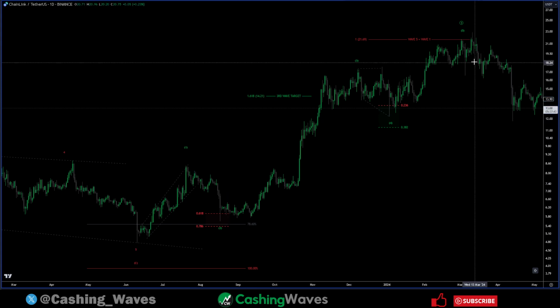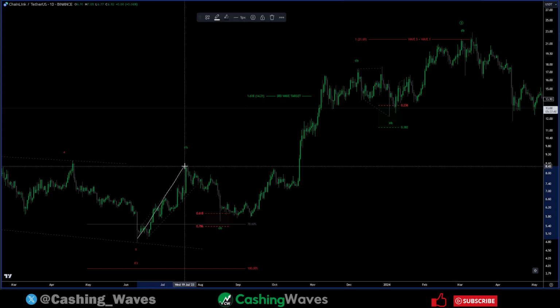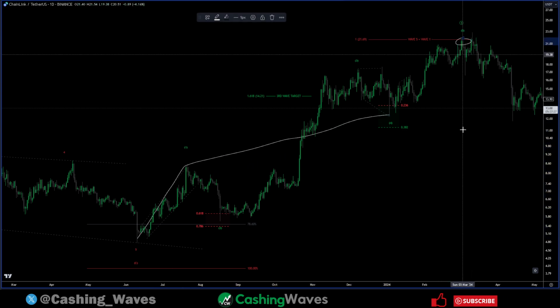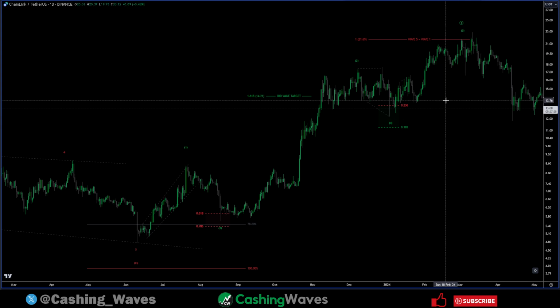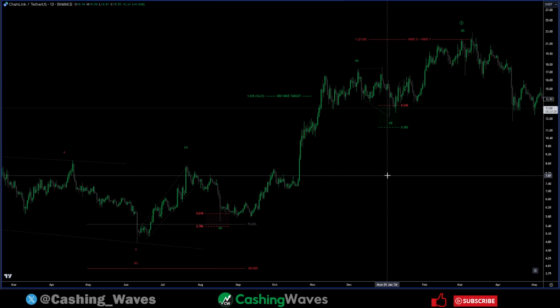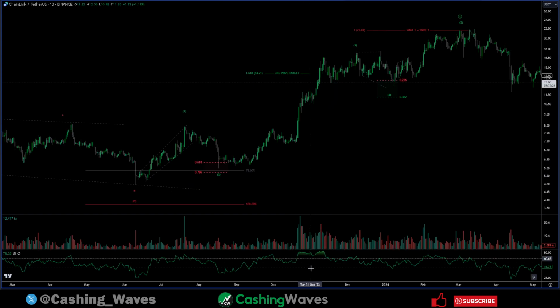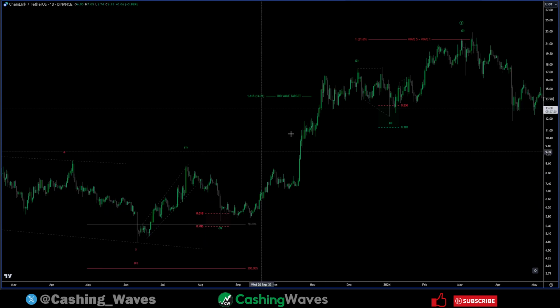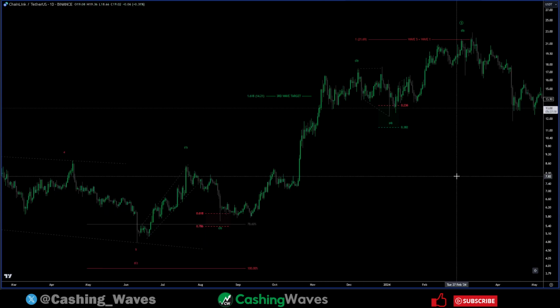For our fifth wave, we take the length of wave 1, extend it off of wave 4, and target that 1-to-1. You can see we hit that to a tick. So at this point, we have a completed 5-wave move. We also have our third wave being the extended wave, which is ideal. Our peak RSI is at that third wave and our most volume. So everything says this is a completed wave.